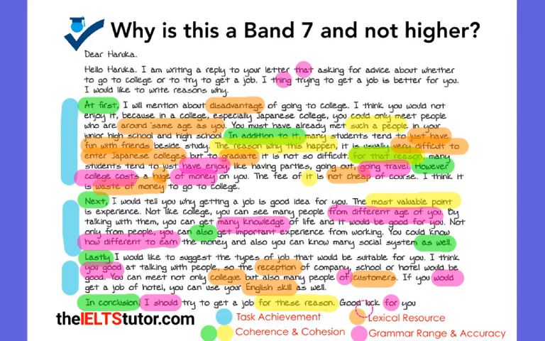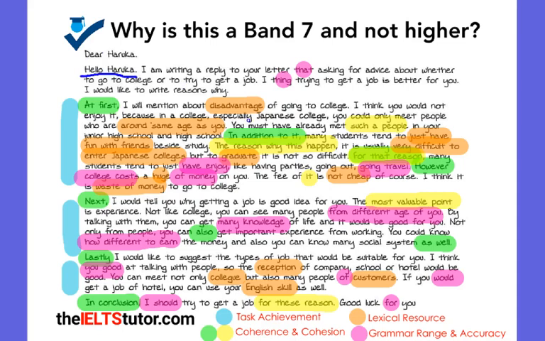Okay, so let's take a look at this example band 7 answer and find out why this is a band 7 and not a band 8 or 9. Okay, so how did they begin? Dear Haruka, hello Haruka. Okay, now that's something that you need to pay attention to. We don't really give double salutations when you write a letter. So do not repeat your salutation.